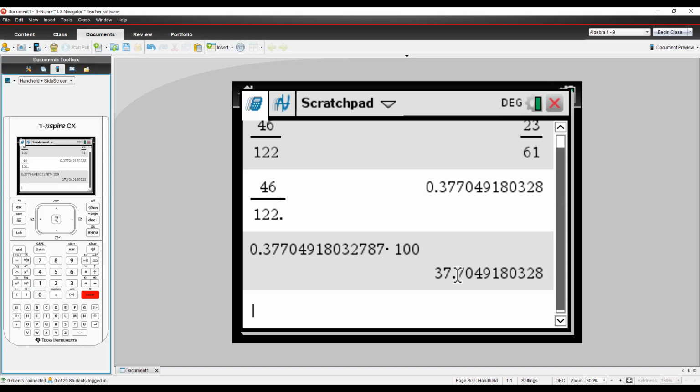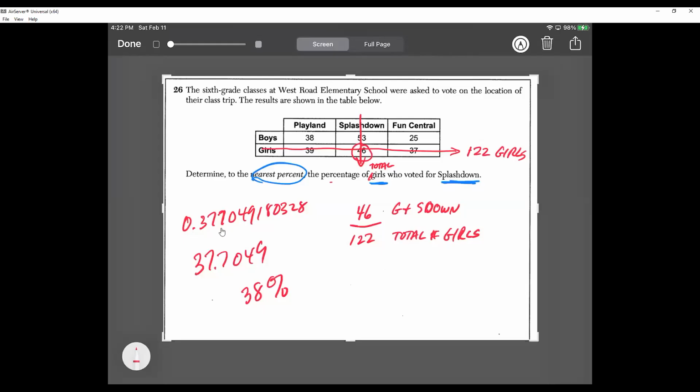So let me go to my iPad. So I started with this number. I multiplied it times 100. And I got this number, and then I rounded it to 38%.